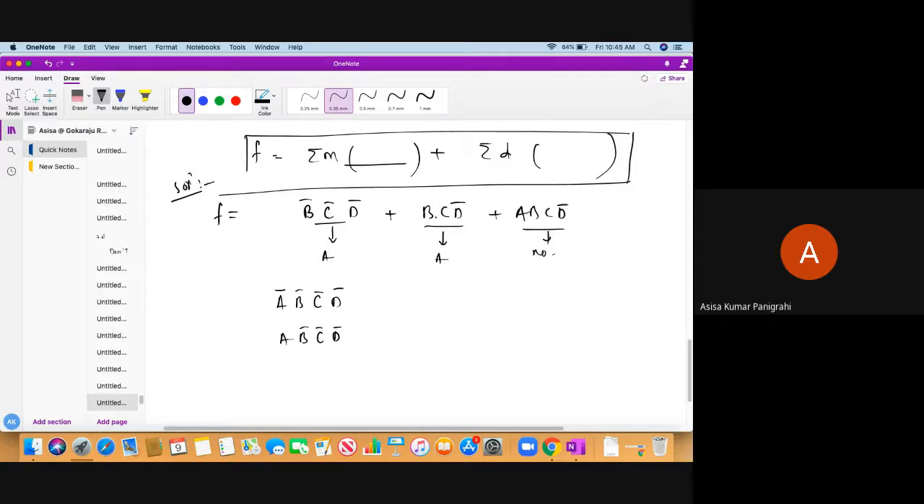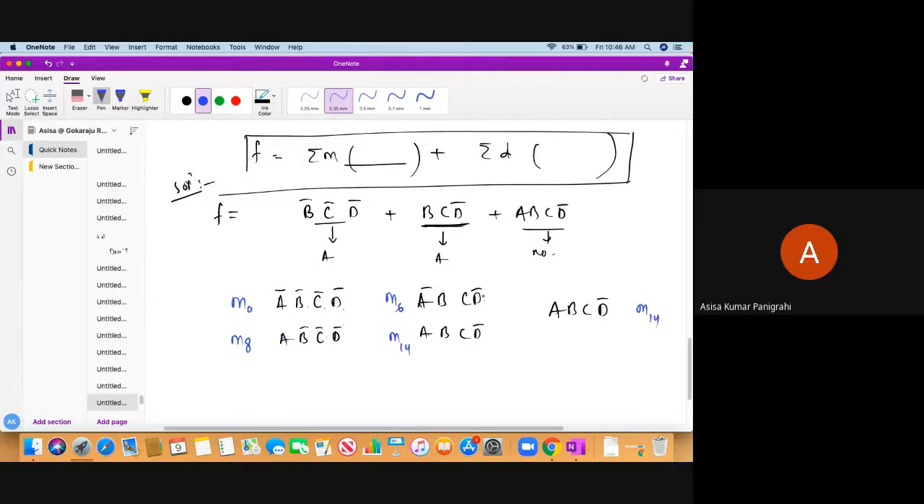For the second term, if A is present, what would be the minterms? A bar B C D bar, or A B C D bar, and this is already present in canonical form, so we don't need to expand. Now tell me, what are those minterms? The minterms are 0 0 0 0, so m0, and 1 0 0 0, m8. Next is 0 1 1 0, which means m6. And 1 1 1 0 means m14.